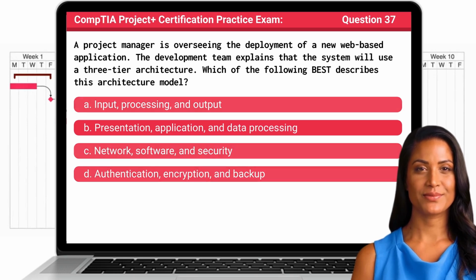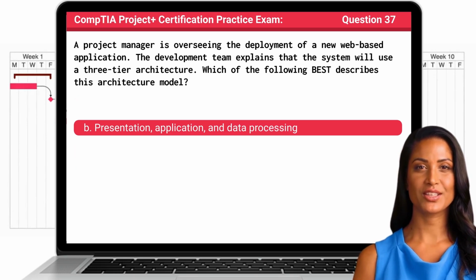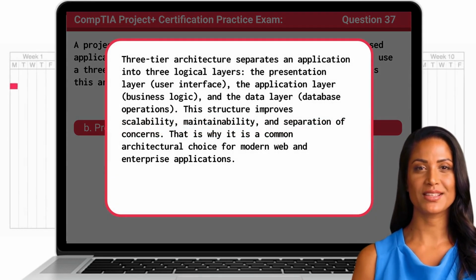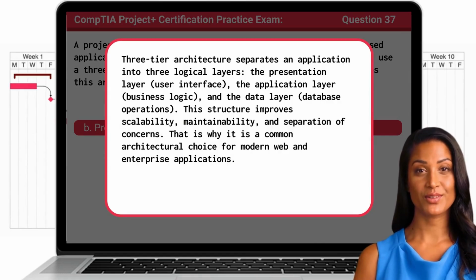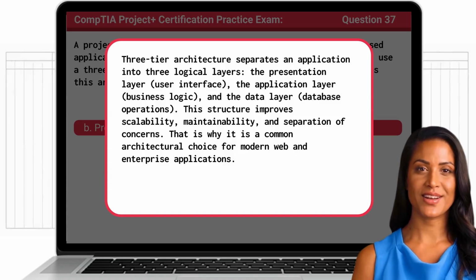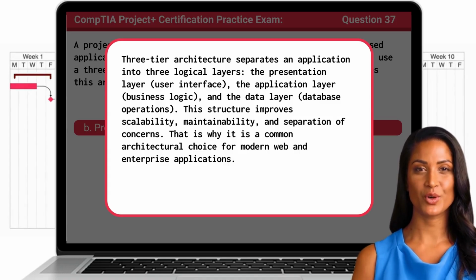The answer is B. Presentation, application, and data processing. 3-tier architecture separates an application into 3 logical layers: the presentation layer, the application layer, and the data layer. This structure improves scalability, maintainability, and separation of concerns. That is why it is a common architectural choice for modern web and enterprise applications.